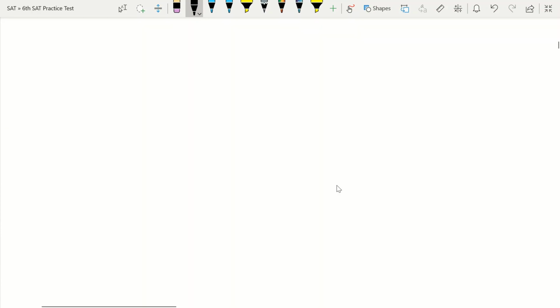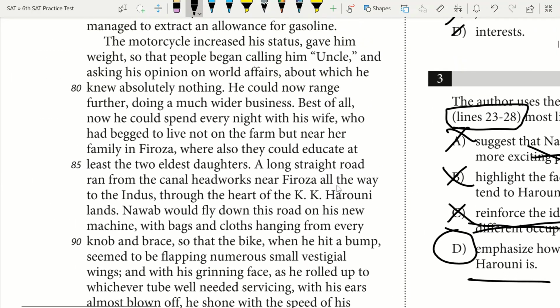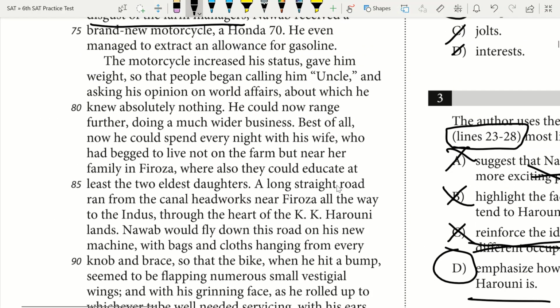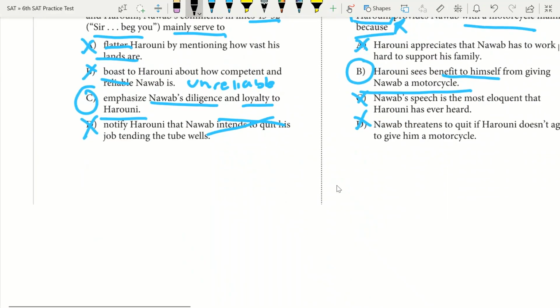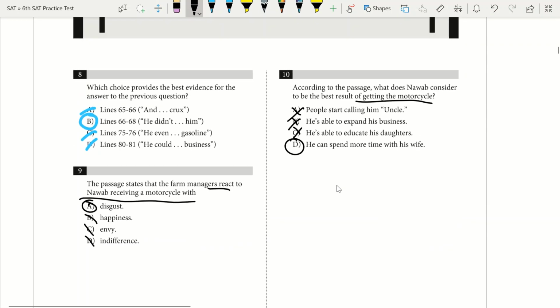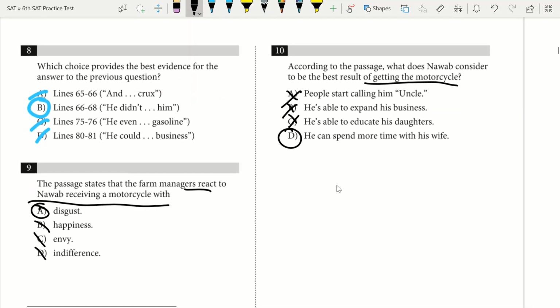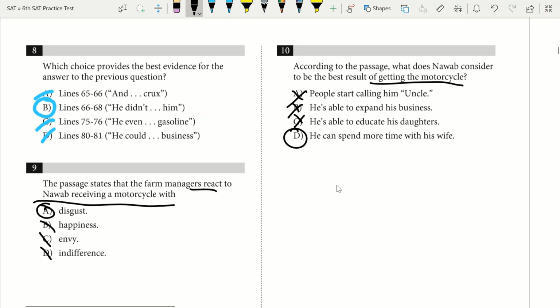I'll quickly show you where that's at as well. That's going to be up here when he says, right here, best of all. Okay, best of all is telling us that that's the most important thing to him. That's what he sees as the best part of getting that motorcycle. He could spend every night with his wife. So that's explicitly saying that the best part of getting that motorcycle is he can now spend every night with his wife. So we know that for 10, him spending time with his wife is going to be the obvious answer there. All right, so with that, we can go ahead and move on to passage 2.